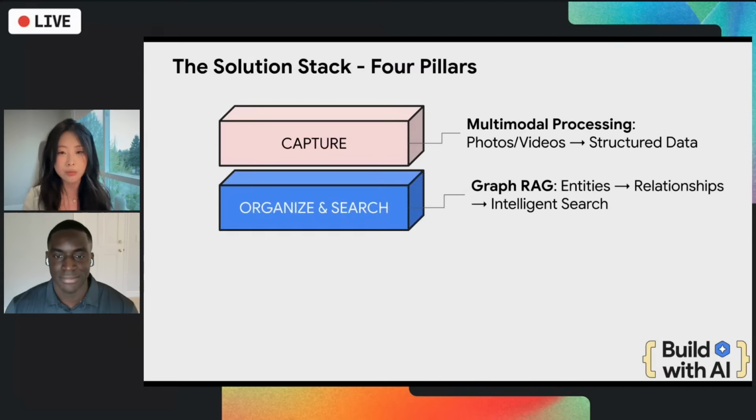The next thing is we want to organize it for search. We want to do graph search, GraphRAG, not only RAG, but GraphRAG. We're going to explain what GraphRAG is and how to do GraphRAG search really soon. Basically, you're going to be able to search across these relationships and do intelligent search.